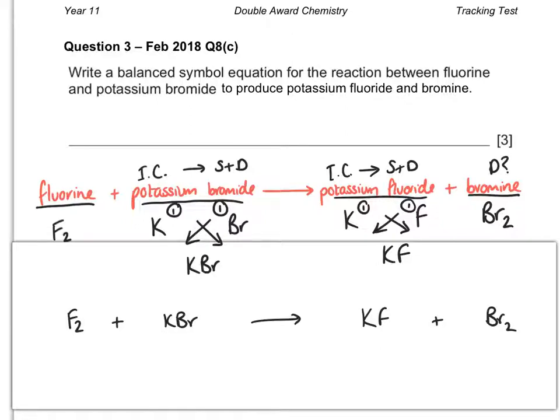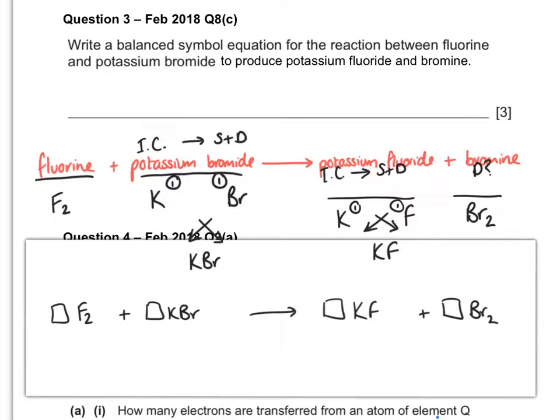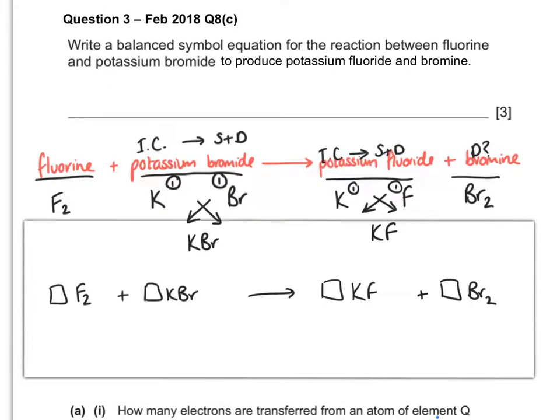So there's my equation, but I have one last thing to do, and that's to balance it. In order to balance it, I'm going to put boxes in front of my formula to remind me that I can only put numbers there. I can't change the formula at this stage. I can only put numbers in those boxes.